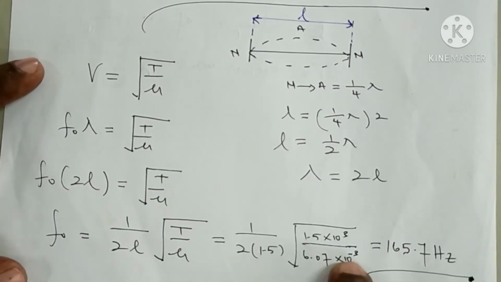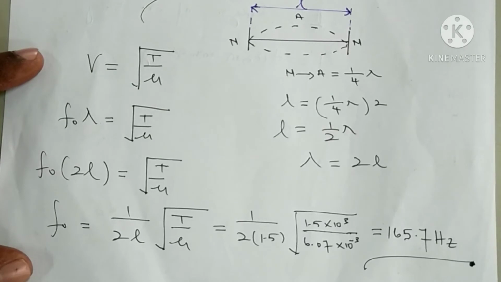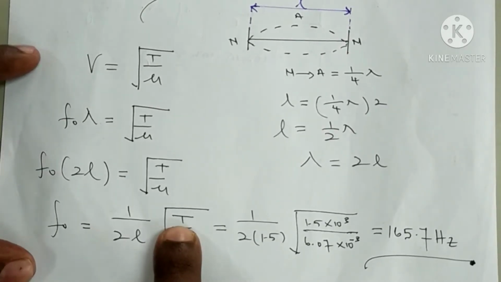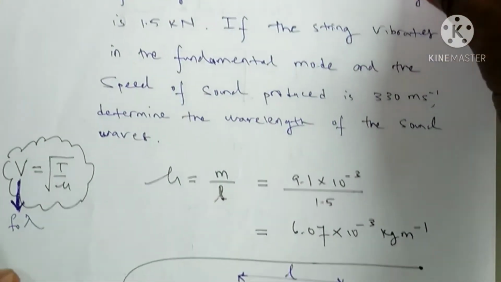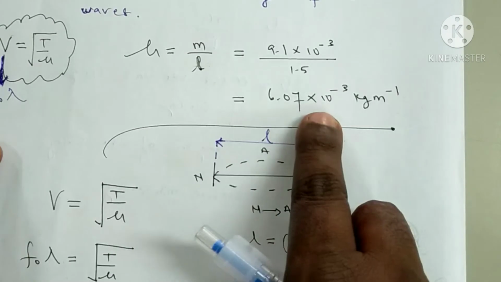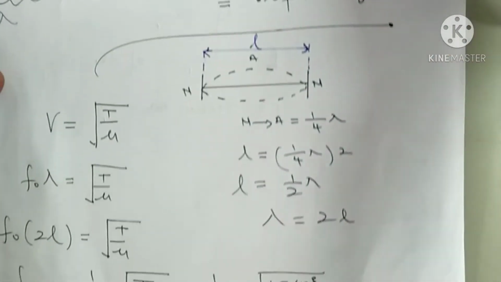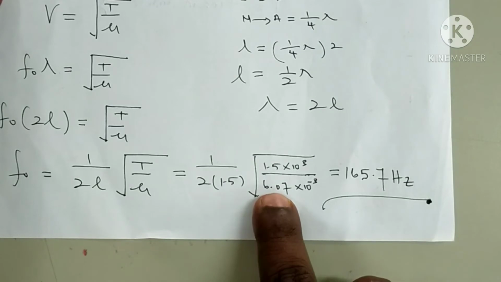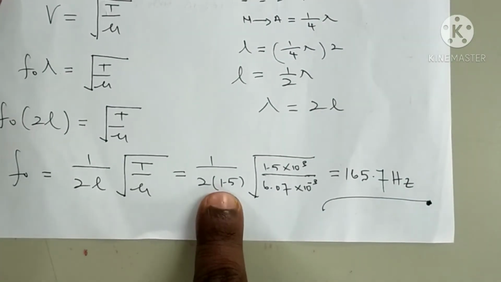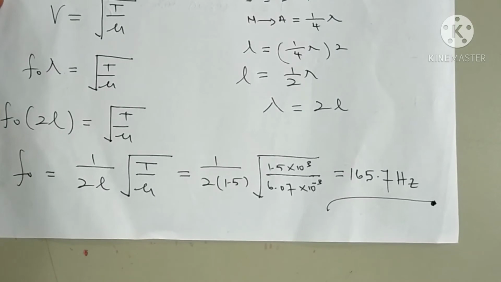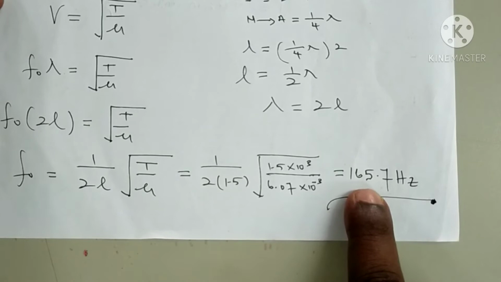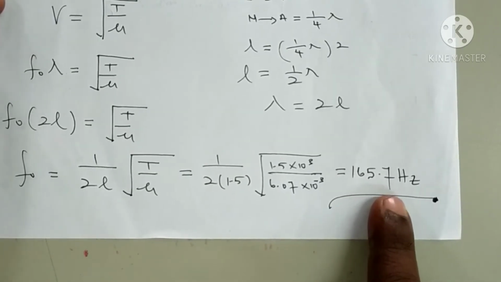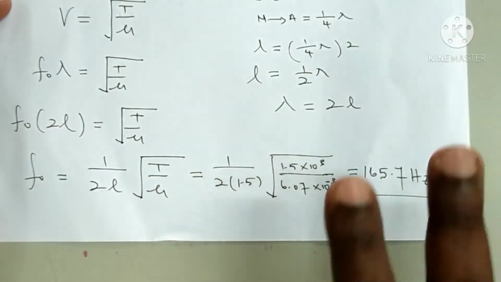and all the possible values accordingly, where tension T is 1.5 kilonewton, so times 10 to the power of 3, and mu is 6.07 times 10 to the power of negative 3. You can substitute here with the length 1.5 meter. Hence, the fundamental frequency is 165.7 Hertz. Simple like a bubble without giving you any trouble.